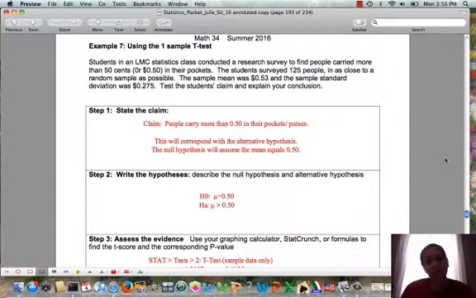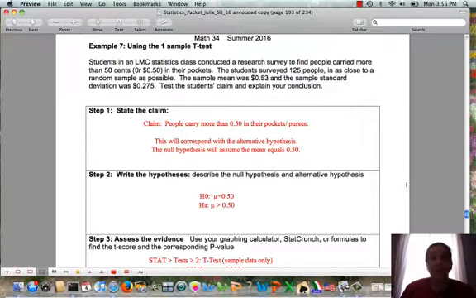Students in an LMC statistics class conducted a research survey to find if people carried more than 50 cents in their pockets. The students surveyed 125 people in as close to a random sample as possible. The sample mean was 0.53, or 53 cents, and the sample standard deviation was 0.275. Test the students' claim and explain your conclusion.